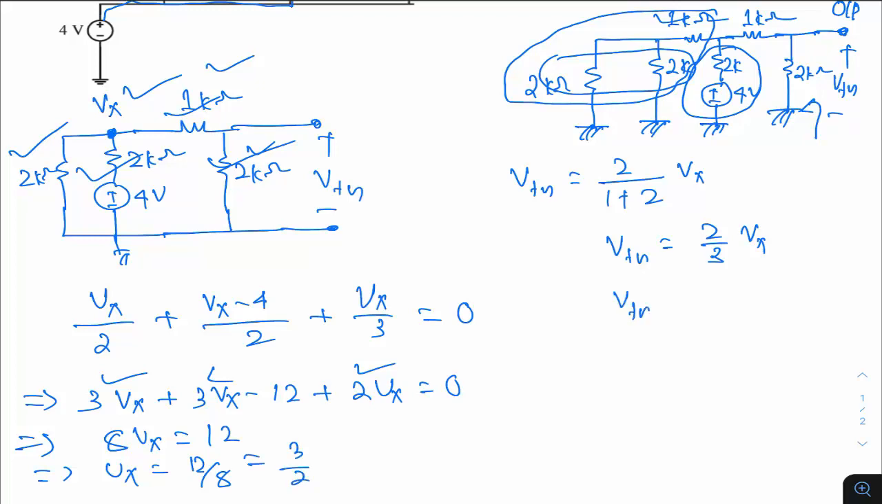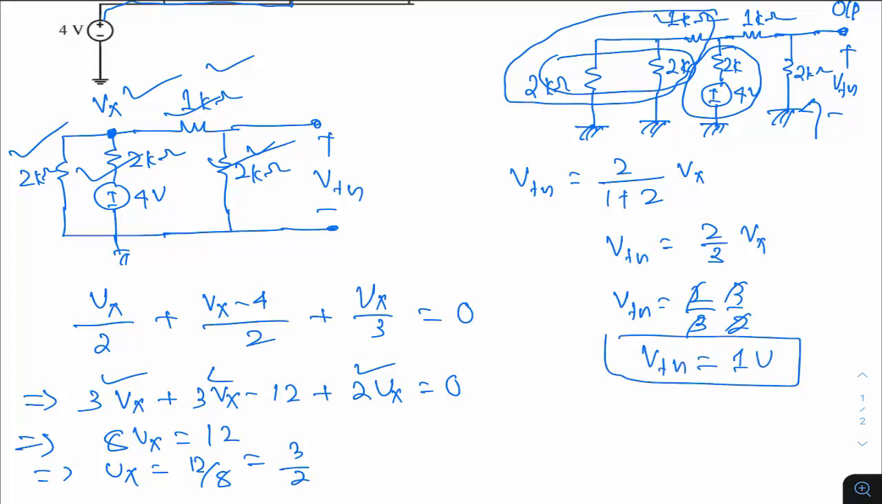So VTH is equal to how much? 2 by 3 and Vx is 3 by 2, so this cancels. Basically the value of VTH we are getting is 1 volt. So very simple and straightforward. Now what is the next task? The next task is to get the value of RTH.